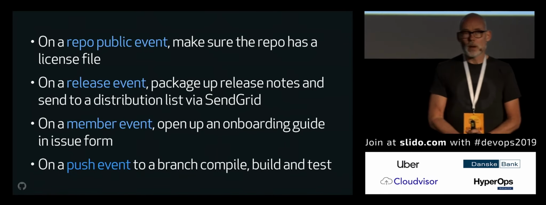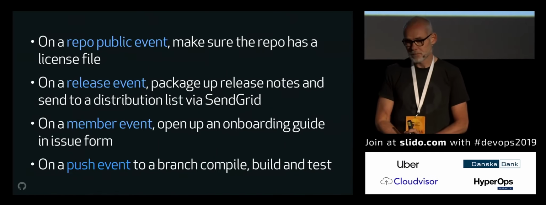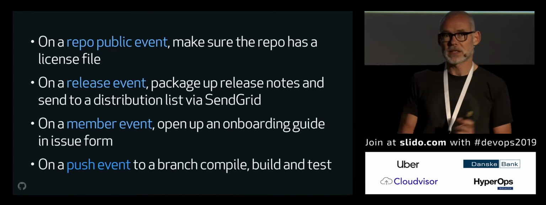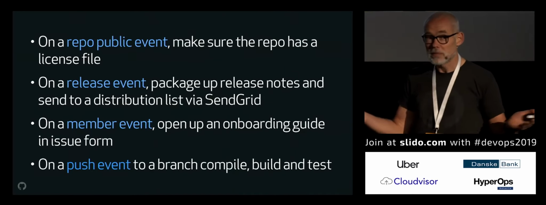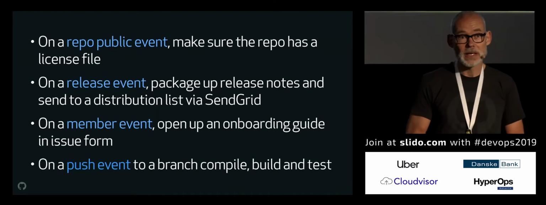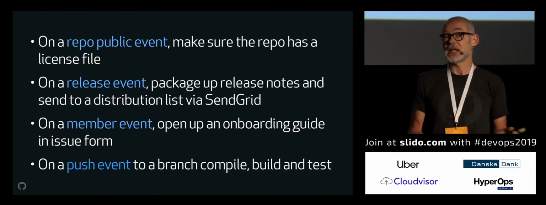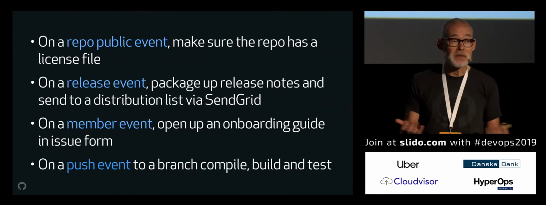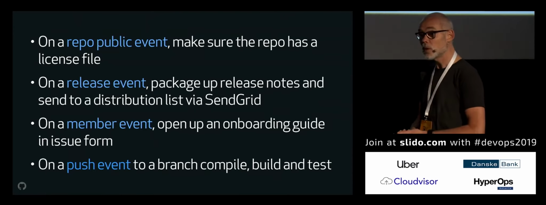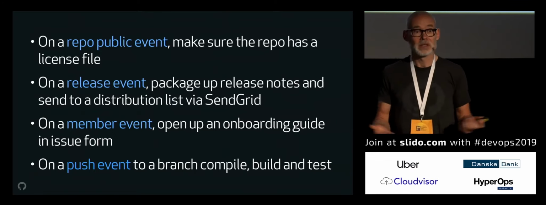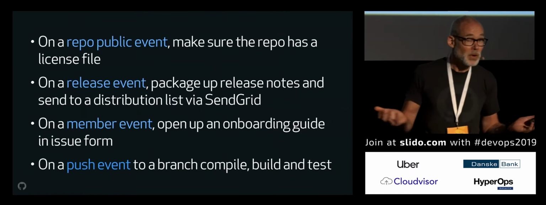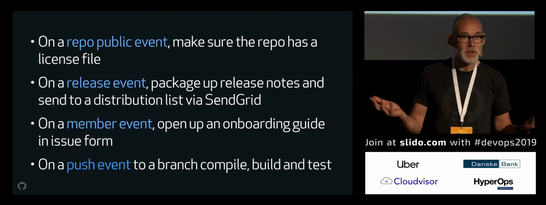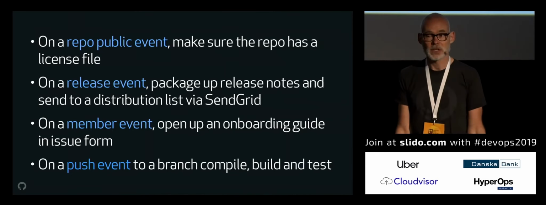Let me give you a couple of examples. On a repo public event, if you make a repository public or create a public repository, you can, for example, check if it has a license file. Maybe that's something you want to enforce in your organization. If we open source a project, we want to make sure it meets certain standards and policies. It should have a license file, maybe contributing guidelines, and you can just automate that part.